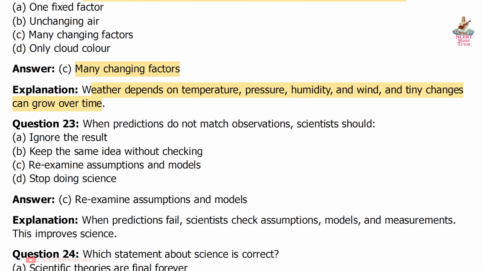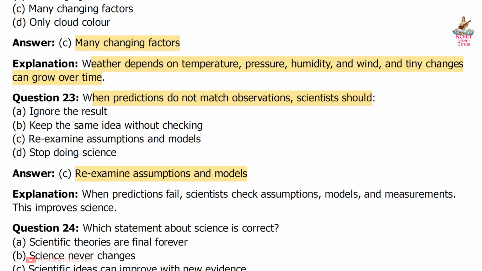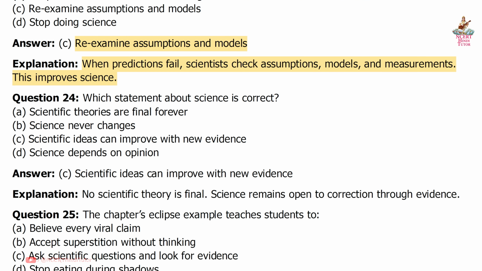Question 23. When predictions do not match observations, scientists should: Answer C. Re-examine assumptions and models. Explanation: When predictions fail, scientists check assumptions, models, and measurements. This improves science. Question 24. Which statement about science is correct? Answer C. Scientific ideas can improve with new evidence.